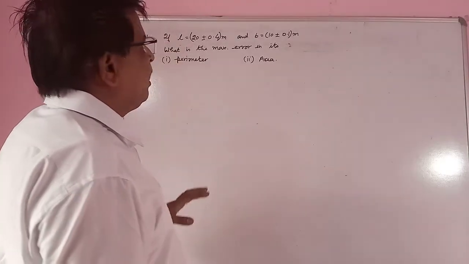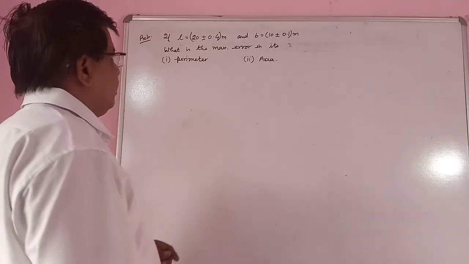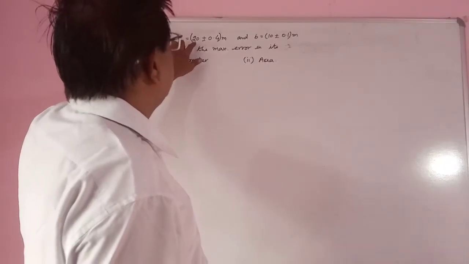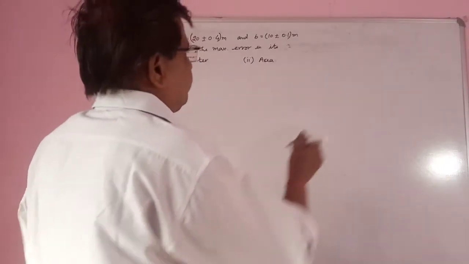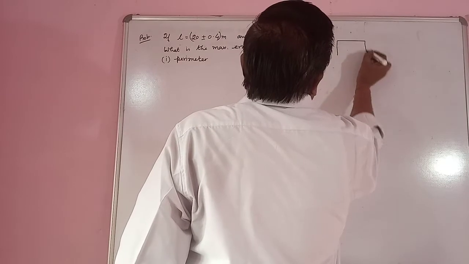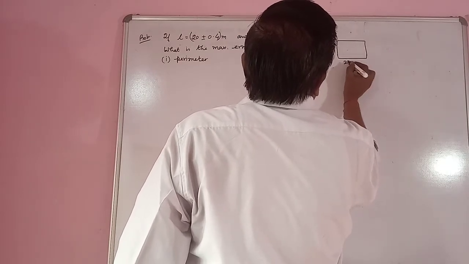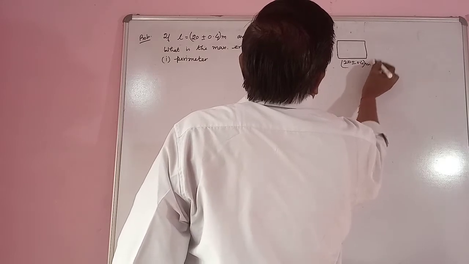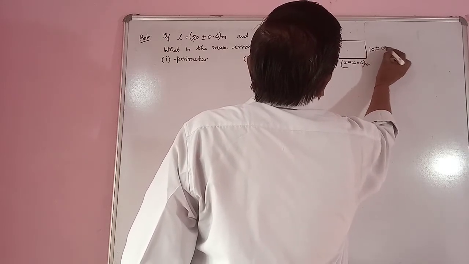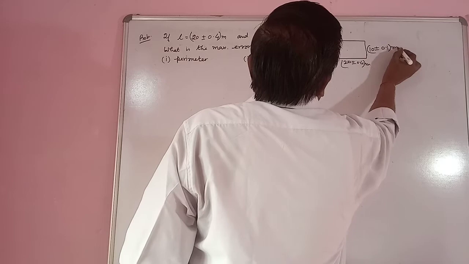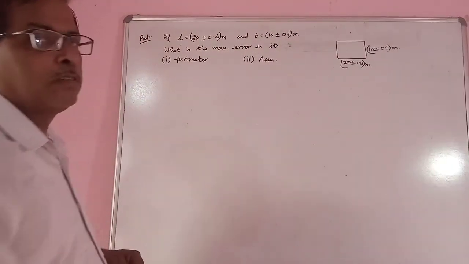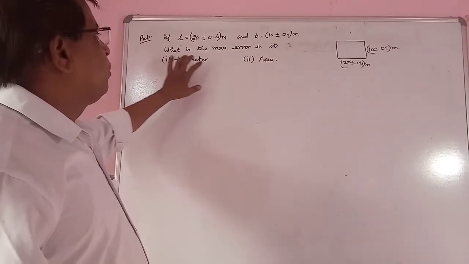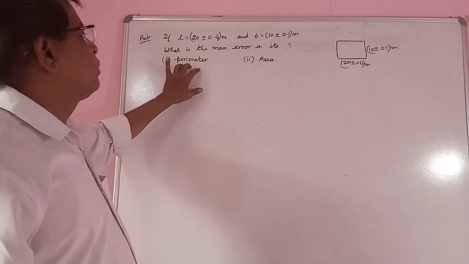For example, a rectangle is given, and the length is 20 plus minus 0.4 meter and the breadth is 10 plus minus 0.1 meter. You have to calculate the maximum error in the case of the perimeter.